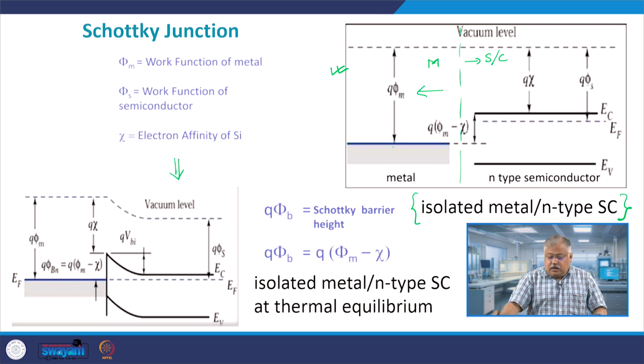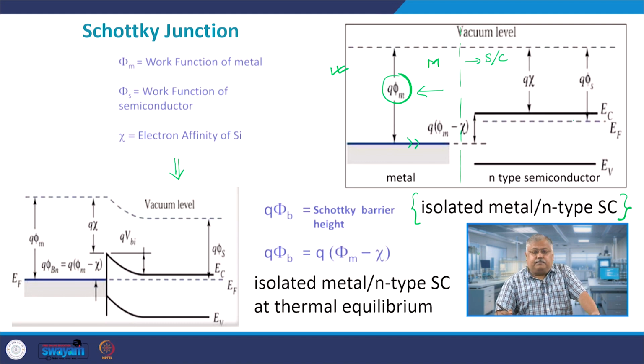Obviously, the energy between the Fermi level of the metal side and the vacuum level is q phi m, the work function, and as you can see, the conduction band and the Fermi level are coincident at this particular point. On the n type side, since it is n type, the Fermi level is closer to the conduction band, q chi is the electron affinity, and q phi s is the semiconductor work function.